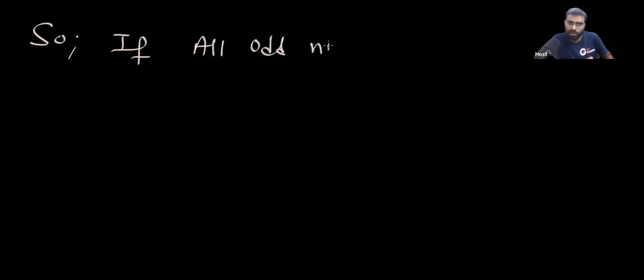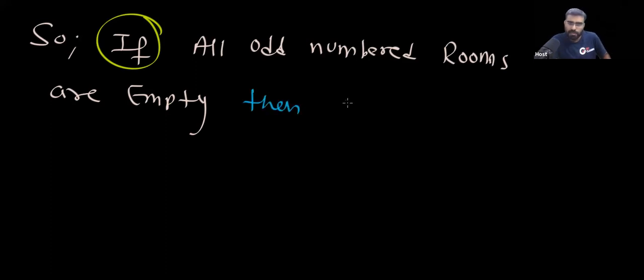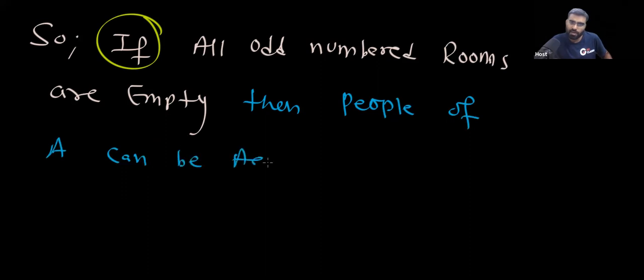So I can say, if all the odd number rooms are empty, just notice, this is just an if. I am saying if all the odd number rooms are empty, then elements of A, the people of A, can be accommodated. Correct? Agree? Okay. So what we will do?